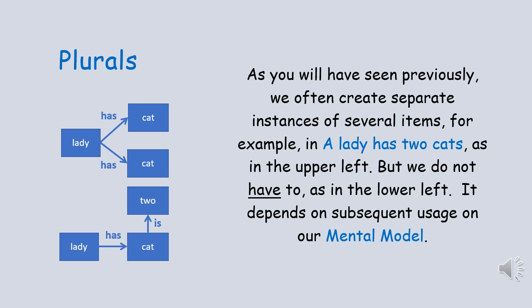As you will have seen previously, we often create separate instances of several items. For example, in "A lady has 2 cats," as in the upper left of the figure, but we do not have to, as in the lower left of the figure. It depends on subsequent usage on our mental model.